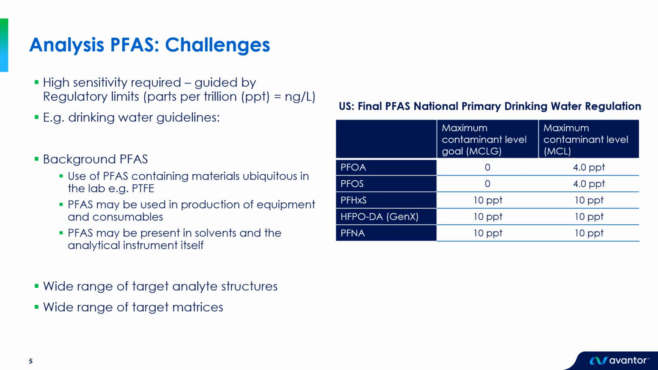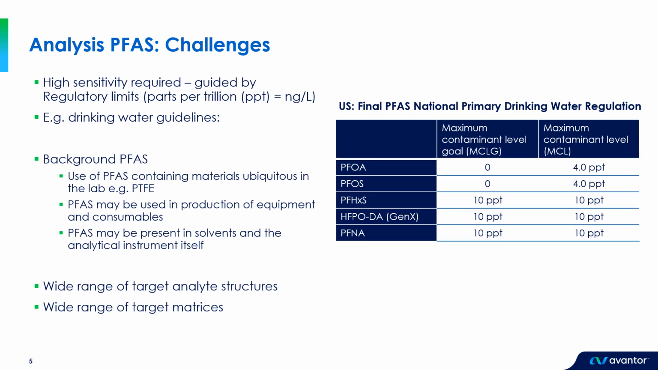For example, for drinking water in the US, we have the National Primary Drinking Water Regulation, which dictates that for PFOA and PFOS, the maximum contaminant level allowable is 4 parts per trillion, and 3 other PFAS have slightly higher limits of 10 parts per trillion. These limits are, of course, very low, so that very much dictates that we need highly sensitive analytical techniques such as LC-MS.